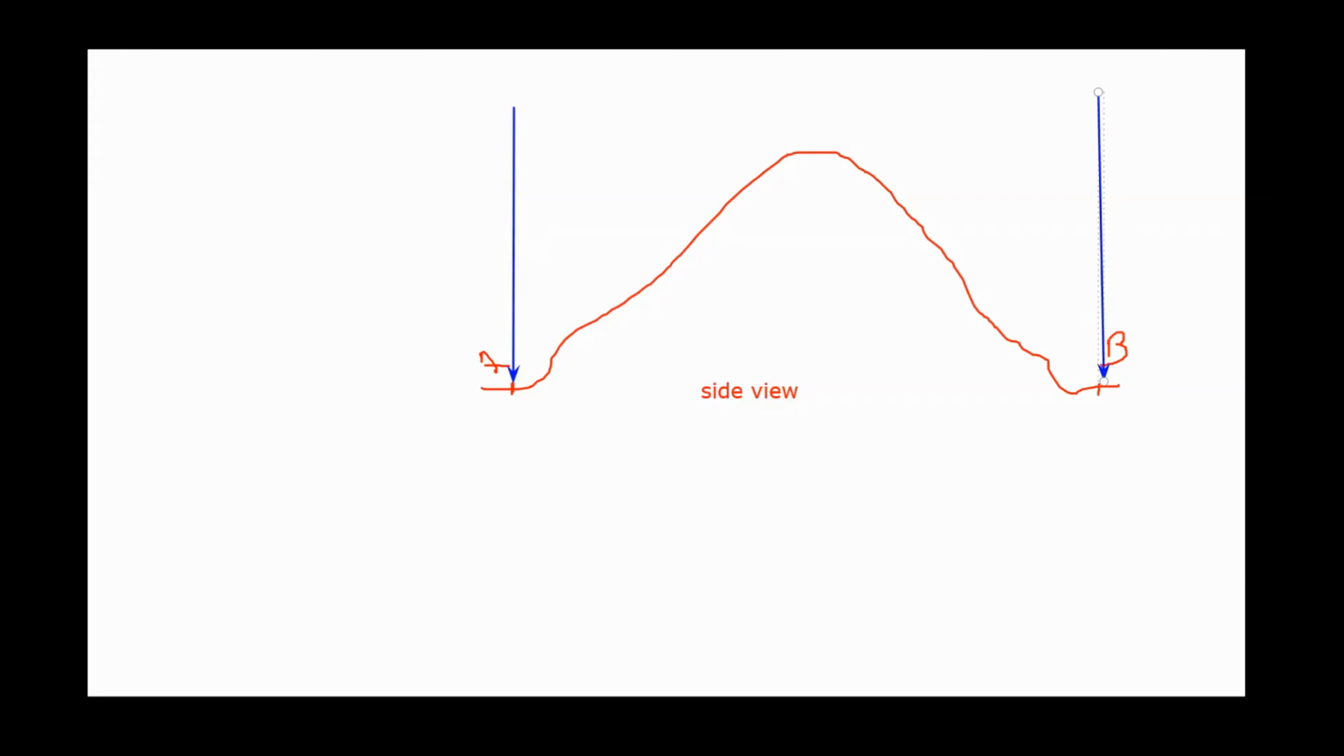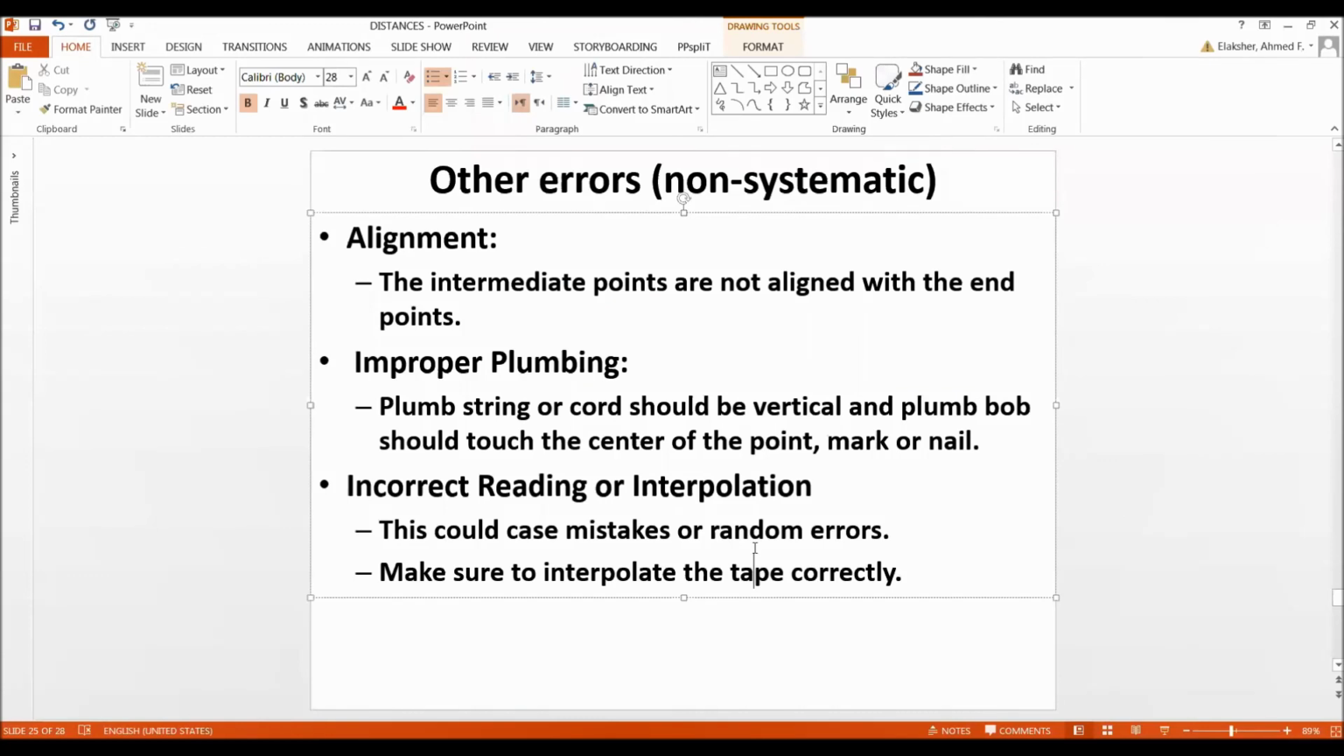Okay, another error. Incorrect reading. Well, that really, again, is not really a random error. That's a mistake. That's a fatal mistake if you read the tape incorrectly. If you are not just doing the estimates, if you are reading 11 instead of 1, boom, that's wrong. You need to redo the whole thing.